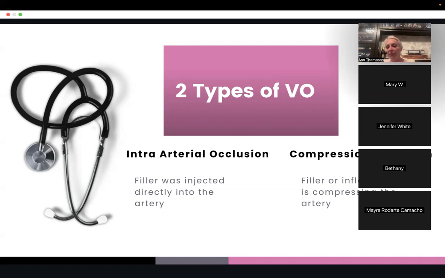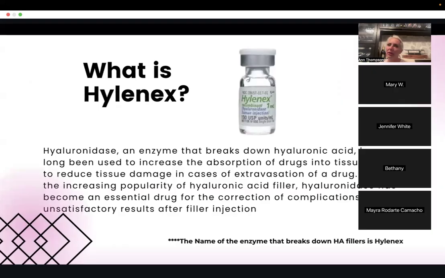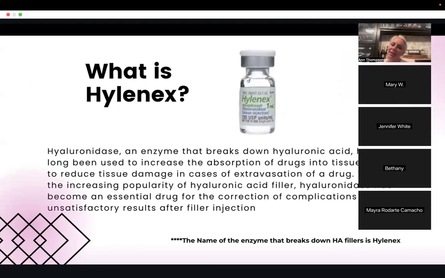So, two different types of vascular occlusions, but regardless of the type, this is the product that you're going to use to fix it. This is Hylenex, or hyaluronidase. Hyaluronidase, or Hylenex, is the enzyme used to dissolve all hyaluronic acid fillers. What's really unique about Hylenex is that if you have a true, anaphylactic allergy to bees, you are more likely to have an allergic reaction to Hylenex.